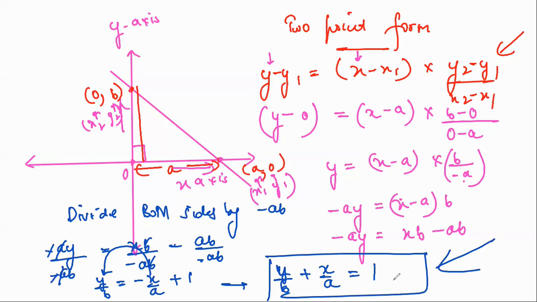Now it's your choice whether you want to take that a as b or b as a. I have taken randomly the distance of the first intercept from the origin as a, and the distance of the second intercept from the origin I have taken as b. So it's your choice, whatever you want to take.